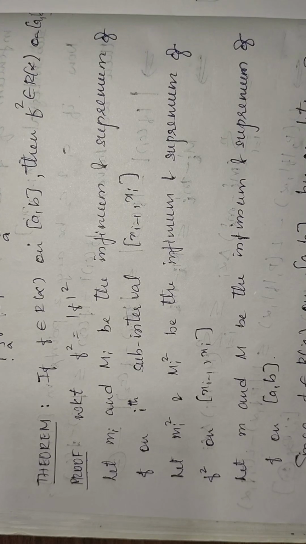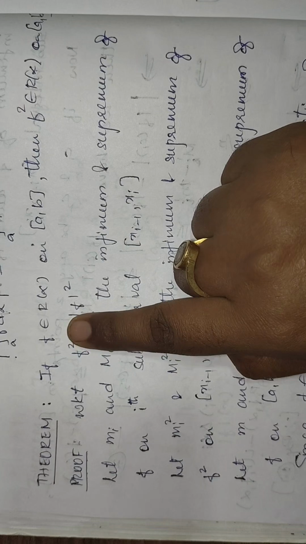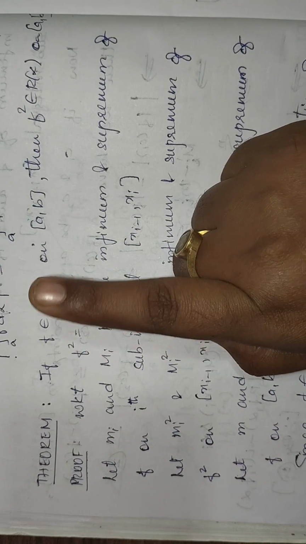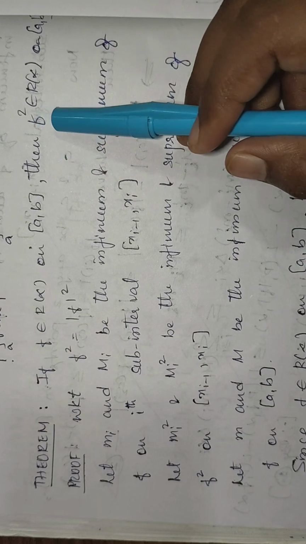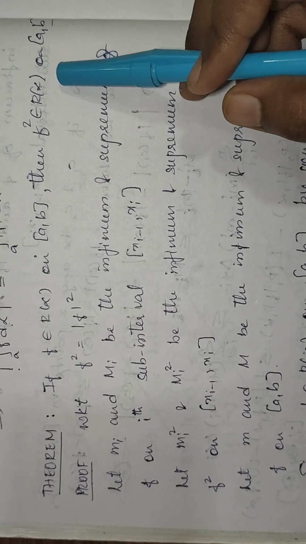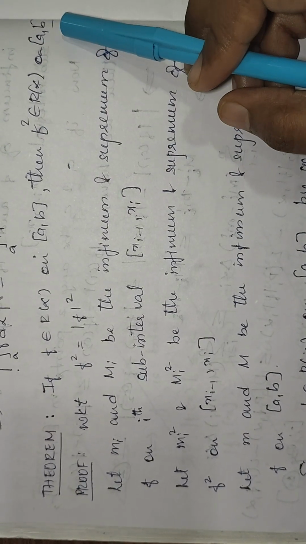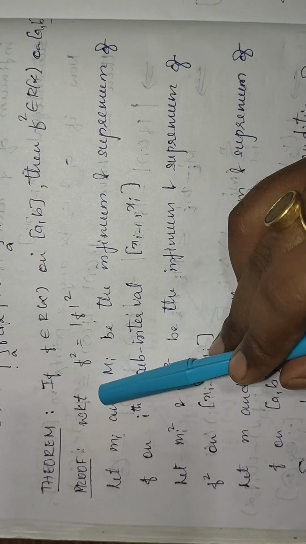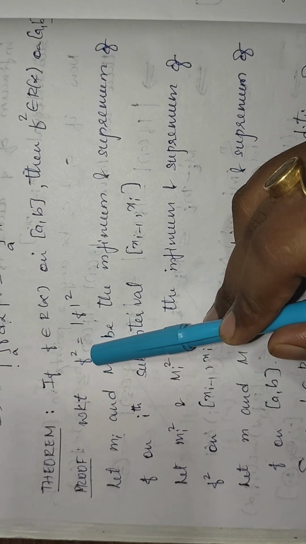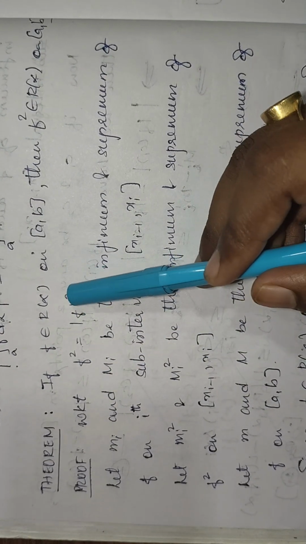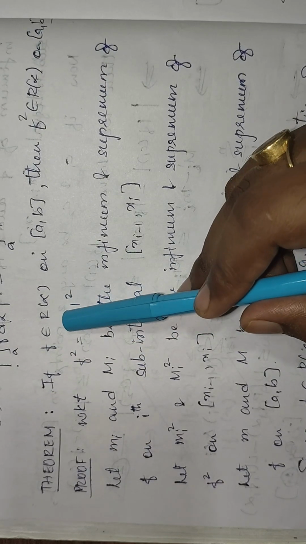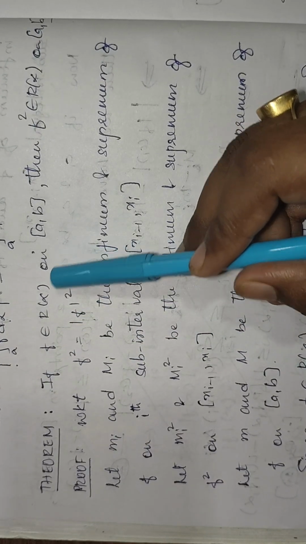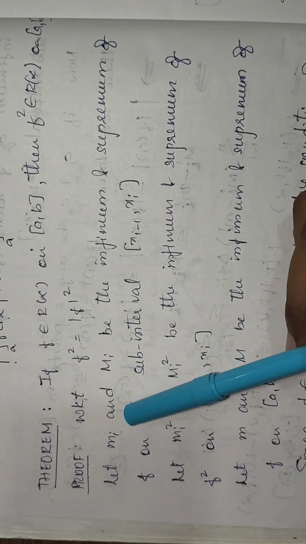Hello students, now let's start with the next theorem. If f belongs to R of alpha on the closed interval [a, b], then f square also belongs to R of alpha on the closed interval [a, b]. We know that f square is nothing but mod f whole square. Whether f is positive or negative, mod f whole square will be f square itself.